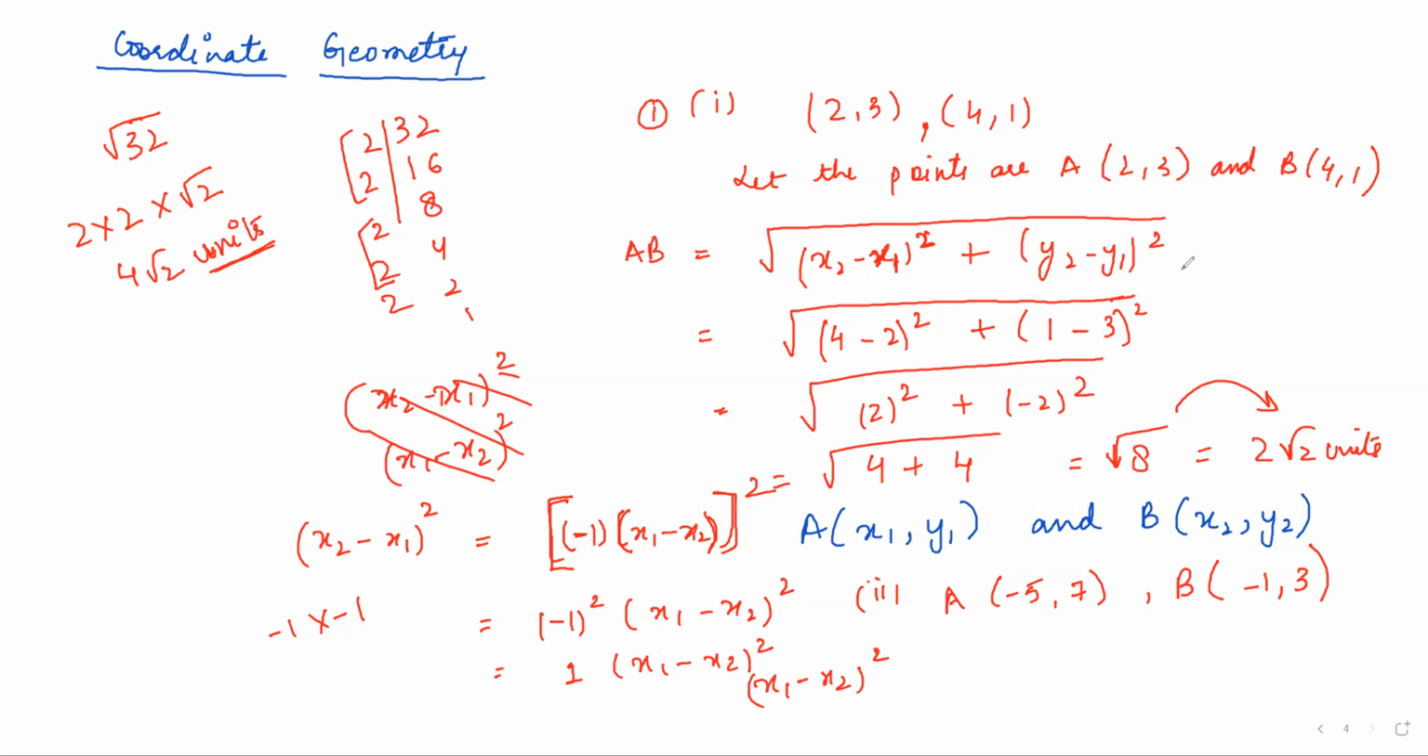You can check here also, for example, at this step. If you were having (y1 minus y2) whole square, let's say, what will you do? 3 minus 1 whole square. That means 2 whole square, and then again 4. So you get the same thing. So it does not matter which point you take as A and which as B. The answer will remain the same.